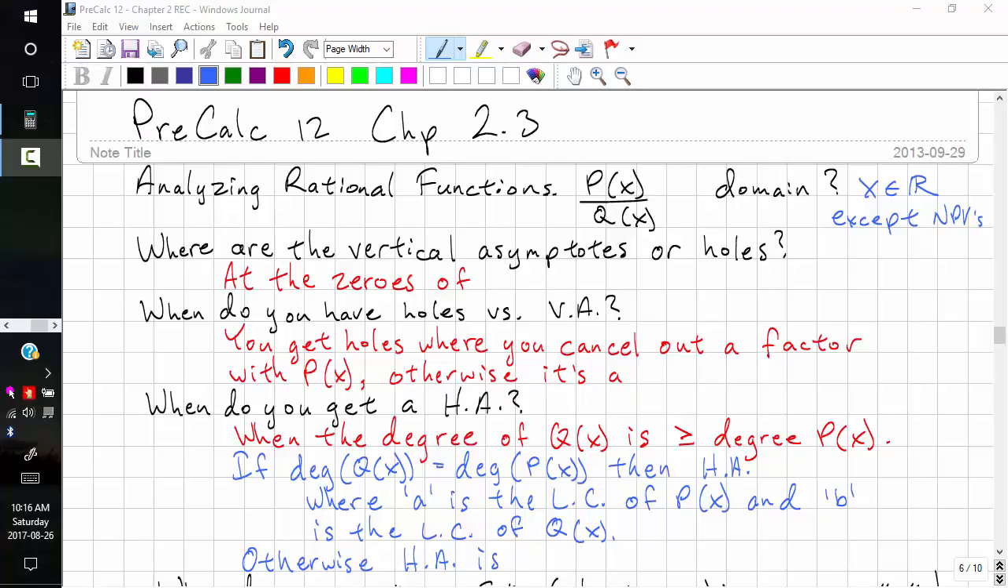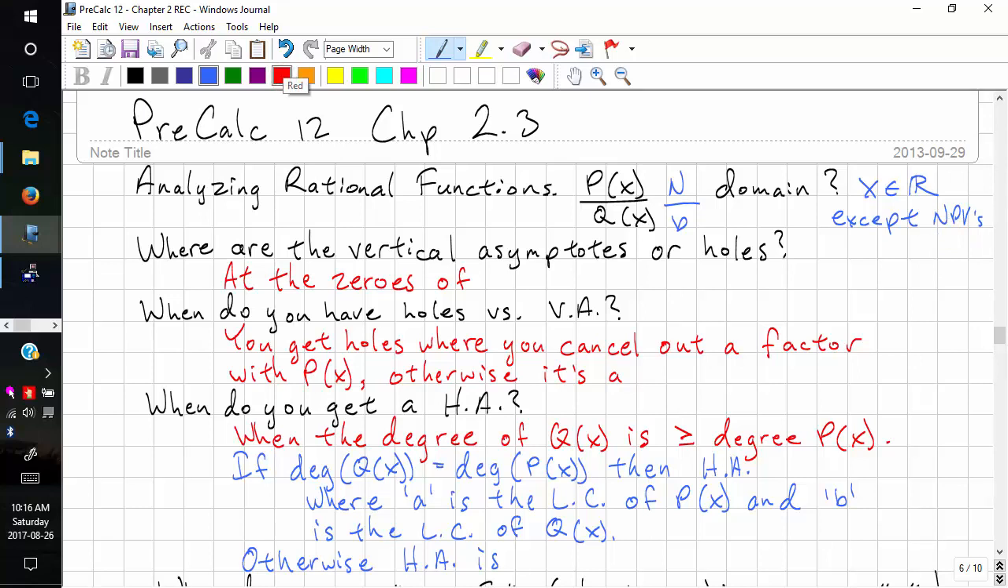This is PreCalculus 12, Chapter 2.3. We're going to be analyzing rational functions algebraically. So rational functions, again, are P over Q, or numerator over denominator. And the domain is all reals except for where there are NPVs.